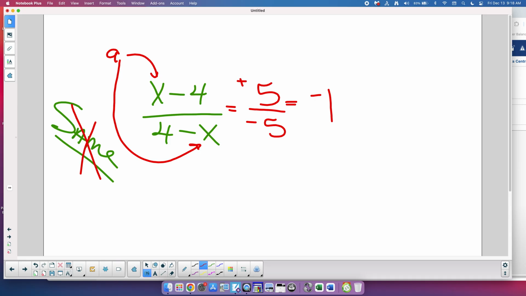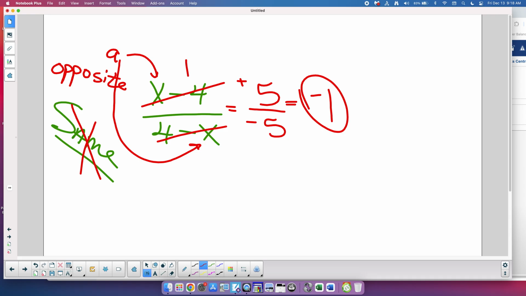A positive 5 over a negative 5, those are called what kind of numbers? Opposite numbers. If you're staring at opposite numbers, the answer is negative 1. Yes, you can cross them out, but you can't go like this and put a 1 here. You have to put a negative 1, because they're opposites. And you have to recognize what opposites look like.